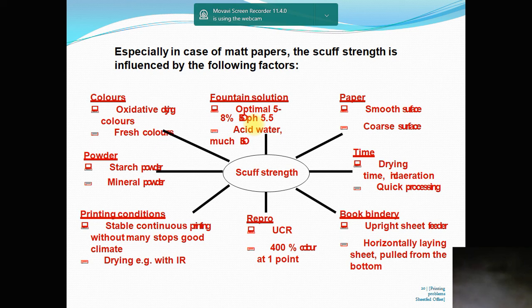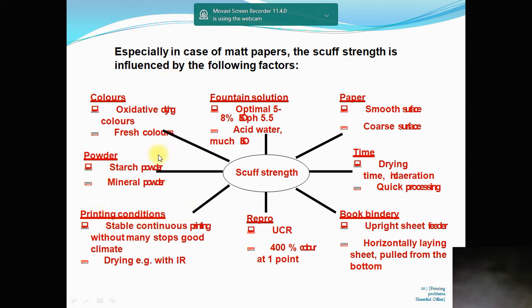The colors: oxidative drying colors will have high scuff strength, whereas fresh colors will not have high scuff strength. Powders: starch powders to dry the sheet. Sometimes we use certain powders. Starch powders will have high scuff strength, whereas mineral powders will not have high scuff strength.